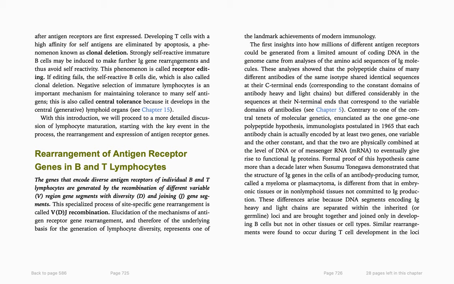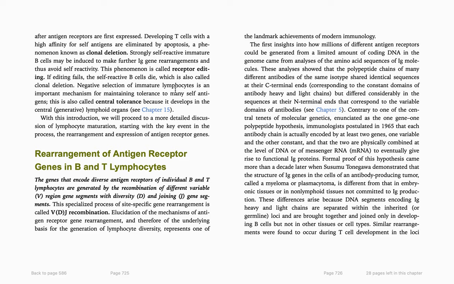Strongly self-reactive immature B cells may be induced to make further Ig gene rearrangements and thus avoid self-reactivity. This phenomenon is called receptor editing. If editing fails, the self-reactive B cell dies, which is also called clonal deletion.